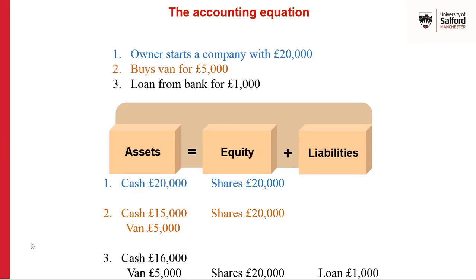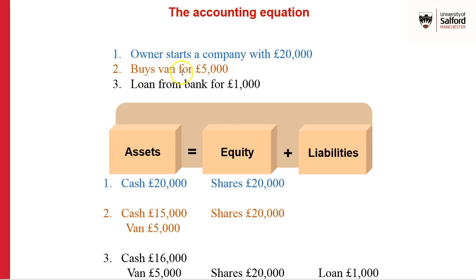Now, here we have the equation in action, if you like, and I've got three transactions here which are cumulative. So it's like a little financial story, if you like. The owner starts a company with £20,000. So how would that work in our equation? Well, assets would be £20,000, that's what the company owns, and it would owe shares worth £20,000 to the shareholders, the owner in this small company.